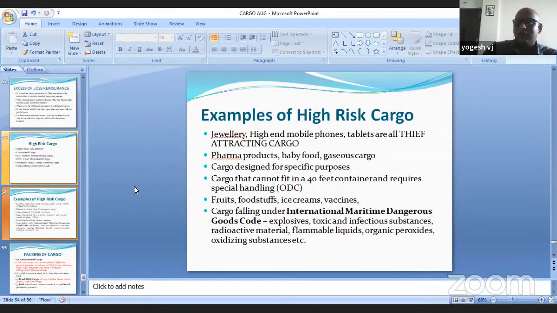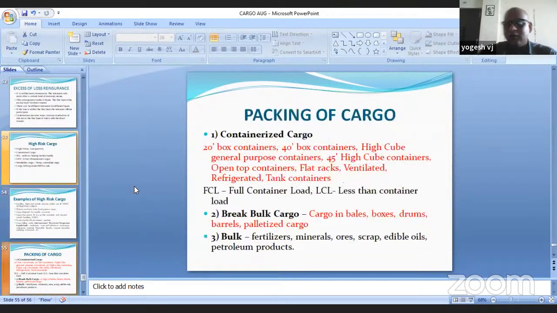Cargo falling under IMDG, the International Maritime Dangerous Goods Code, includes explosives, and research and development explosives. Infectious substances, radioactive material, flammable liquids, like air turbine fuel and kerosene. Organic peroxides react with oxygen and the atmosphere easily when they catch fire. Oxidizing substances. Now, depending on the kind of cargo, the packing is decided.